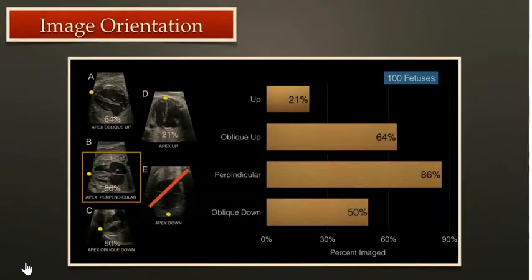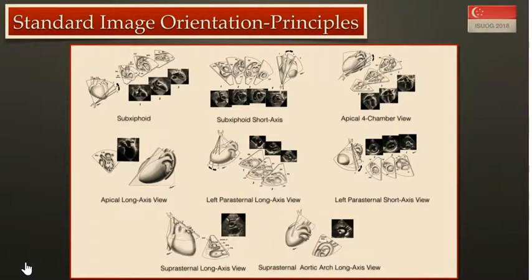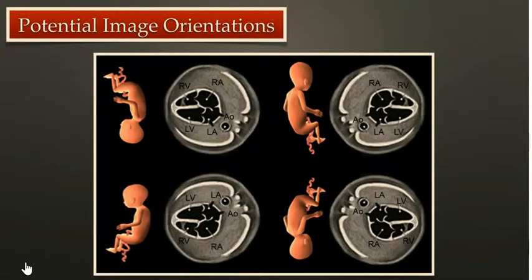Notice that the apex was up at 12% in 21%, and perpendicular to the ultrasound beam in 86%. The oblique views were present in 64% and 50% respectively. How are we different from the pediatric cardiologist who examines a newborn and pediatric patient? This illustrates the answer. Postnatally, the examination of the heart is performed using specific image orientations which result in specific views. However, the fetal heart can be in a number of different positions depending upon the position of the fetus in utero.